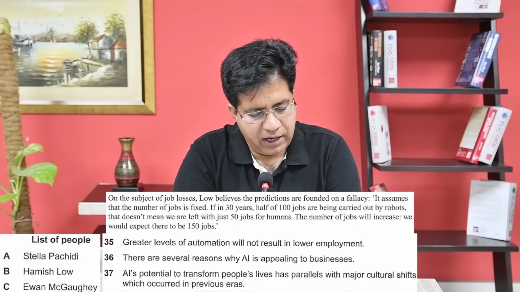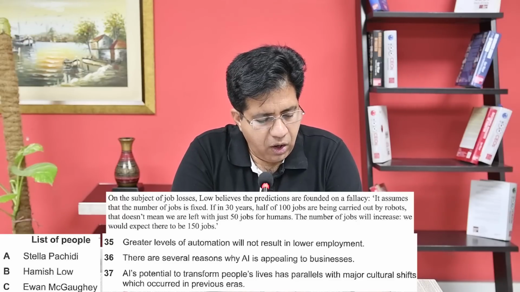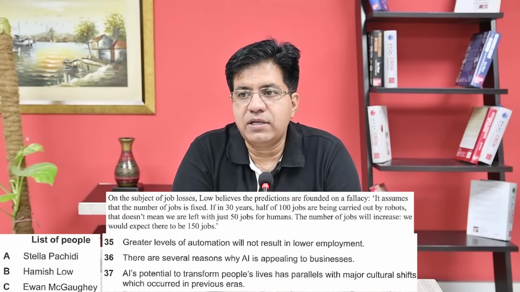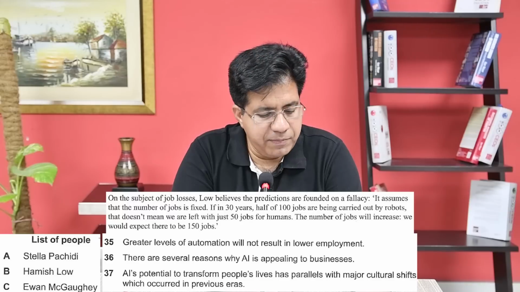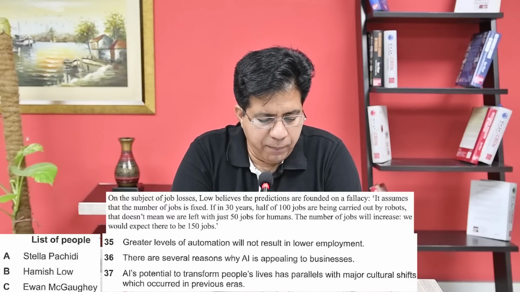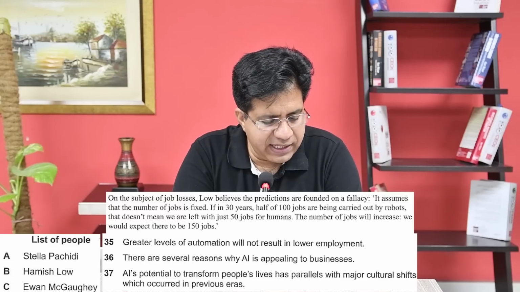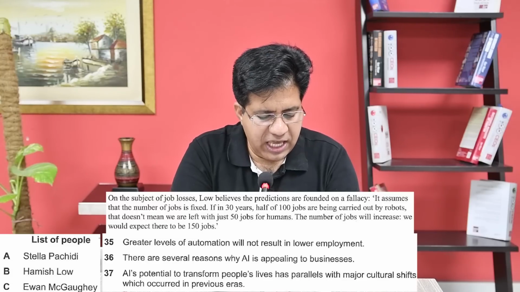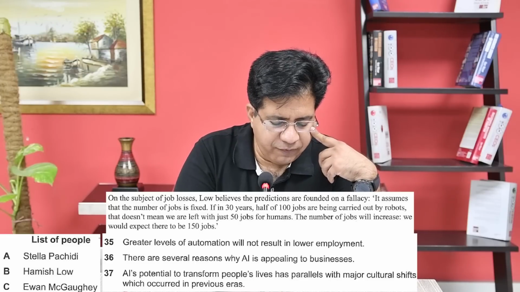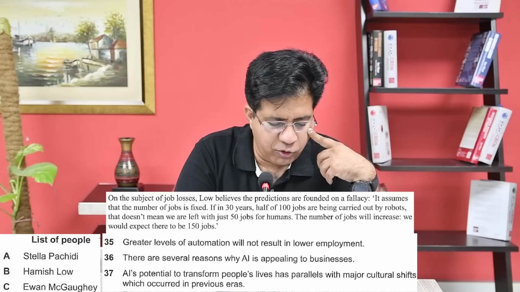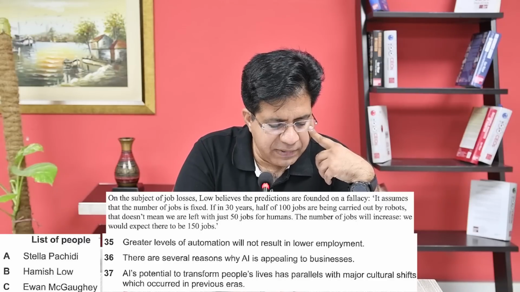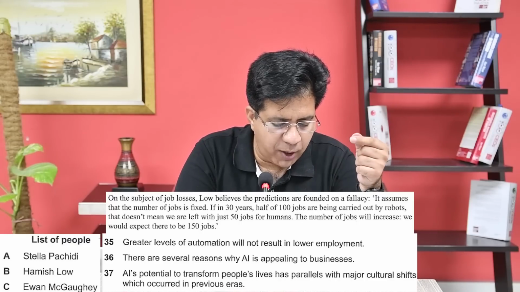Let's go on. Now we read again about him. Please come to third paragraph. On the subject of job losses, Low believes the predictions are founded on fallacy. It assumes that the number of jobs is fixed. If in 30 years, half of 100 jobs are being carried out by robots, that doesn't mean we are left with just 50 jobs for human.